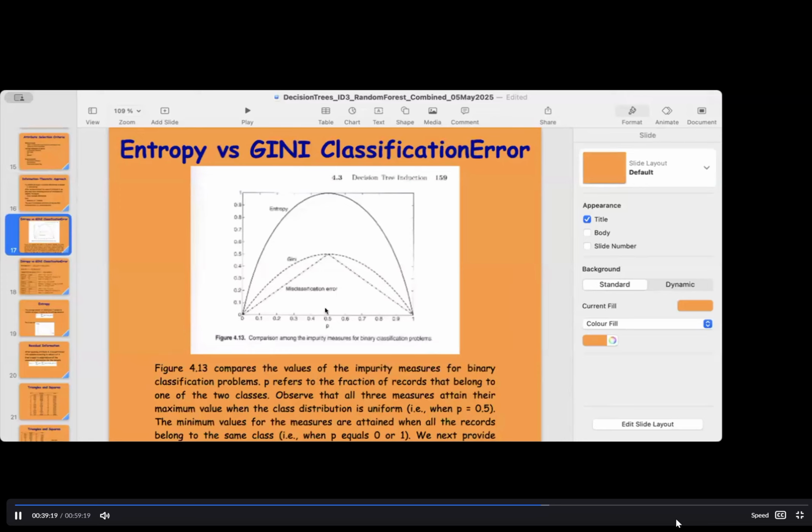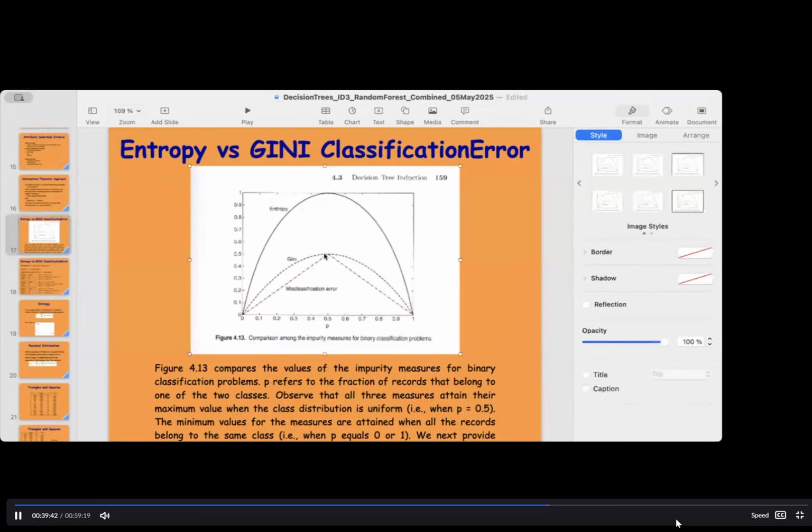What this picture is showing here is, no matter which measure we use, the entropy, the Gini index, or the statistical error, when do we have the best situation and when do we have the worst situation? The worst situation is right here in the middle of this graph. That is probability 0.5. This means pure randomness. 50-50. Flipping a coin, heads or tails, 50-50 chance.